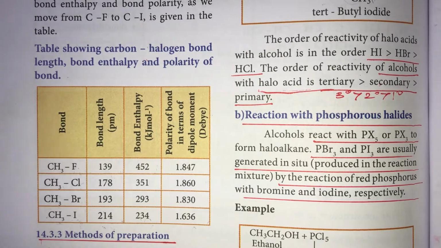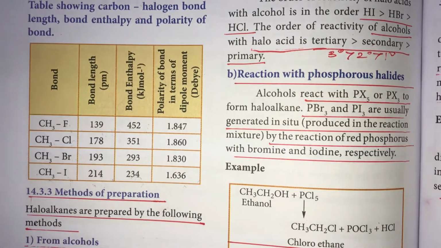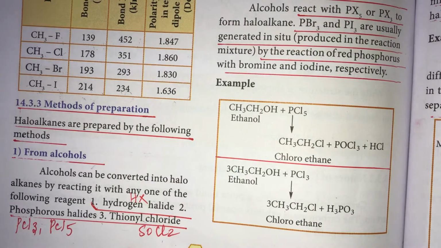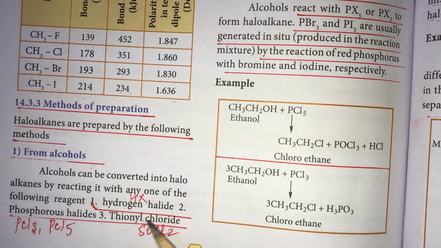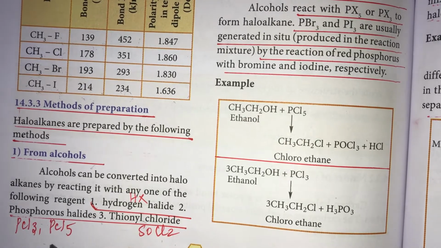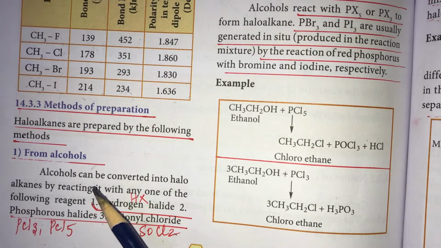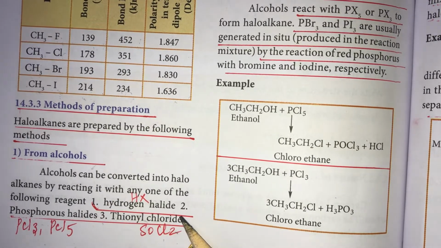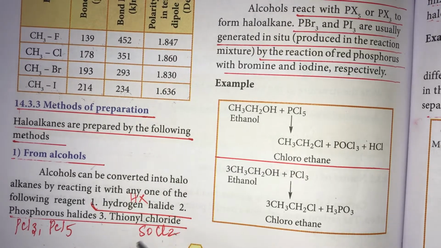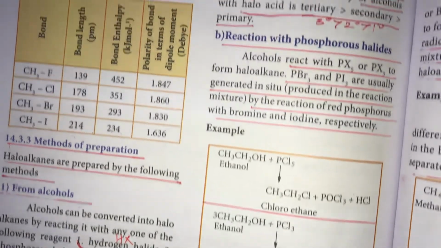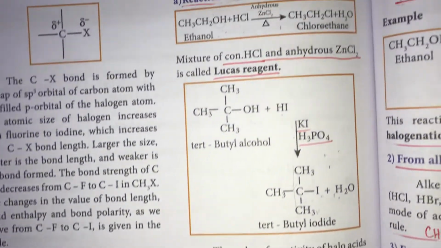Next one is methods of preparation of haloalkanes. How to prepare haloalkanes? The first method is from alcohol. Alcohols are converted into alkyl halides by reacting with hydrogen halide, by reaction with phosphorus halides like PCl3 and PCl5, or by reaction with thionyl chloride. So treatment of alcohol with halogenating agents like hydrogen halides, phosphorus halides and thionyl halides gives haloalkanes.